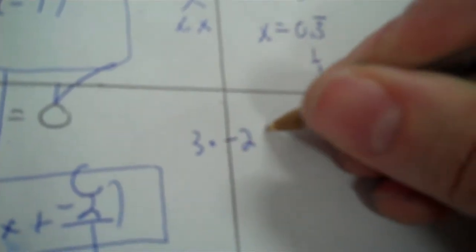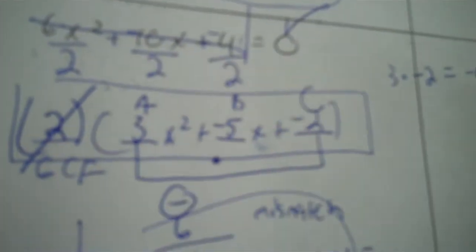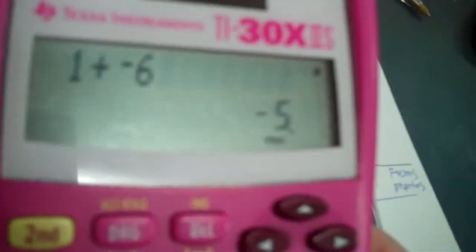So I take A times C. So that's taking 3 times negative 2, and that's negative 6. So it's 6 negative, so that is a mismatch. Put positive, negative, and then put what we need to add to, which is the B, which is negative 5. You're always adding to the B. So 6 divided by 1 is 6. So then you add 1 plus negative 6, and that's negative 5. Okay?